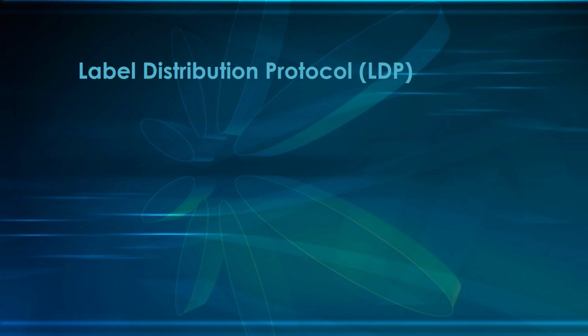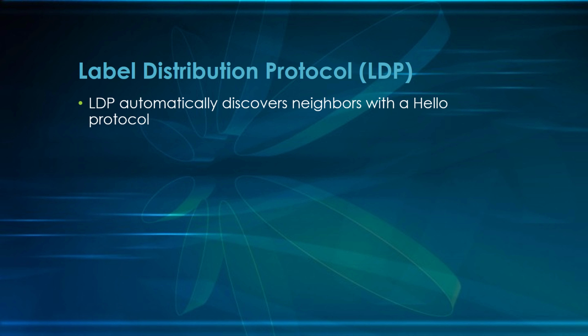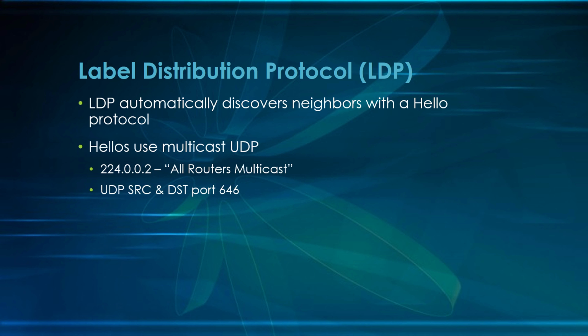Now, label distribution protocol specifically automatically discovers neighbors with a hello protocol. The hello protocol is actually going to use multicast UDP to 224.0.0.2, the all routers multicast. It uses source and destination port 646. So it's not an IP protocol. It's using the same mechanism as HSRP to figure out who's peered to, just using a different port to communicate. So this is a way for it to discover directly connected neighbors.